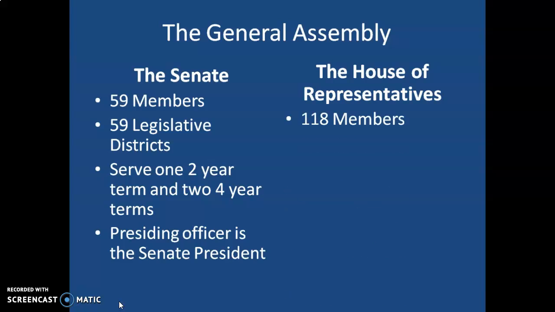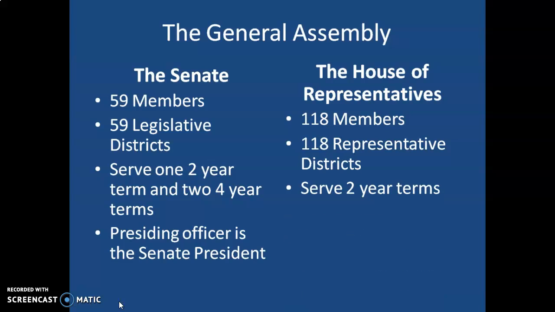The House of Representatives in the state of Illinois is composed of 118 members. Notice the relationship between the number of members in the House and the number of members in the Senate. You have twice the number of representatives as you have senators. Each legislative district is split into 2 representative districts. So there are 2 representatives that serve the area that is served by a member of the Senate. Again, each legislative district is split in 2 to create 2 representative districts that will be served by members of the House of Representatives.